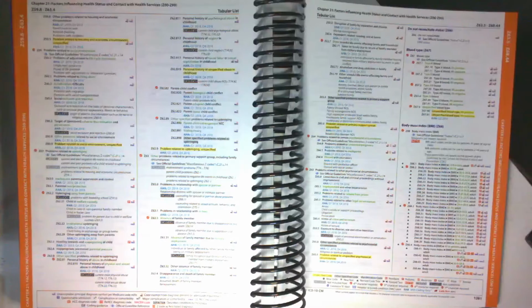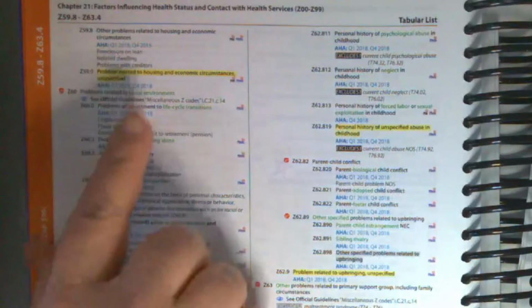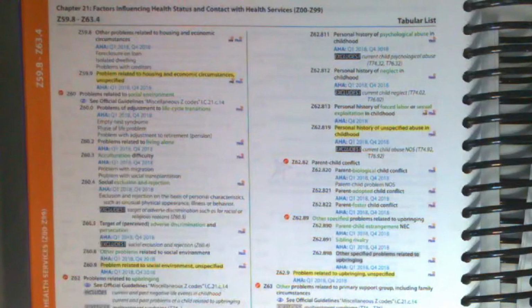There's Z60.2, which is for patients who are living alone. That could impact their healthcare services because there might be certain treatments that they need to take, maybe put in a catheter or something, and they need assistance, but they're living alone and no one's there to assist them. Or if they fall, they need to have some sort of plan in place of what they're going to do if they fall and they're living alone and they don't have anyone that's going to come upon them for quite a period of time.